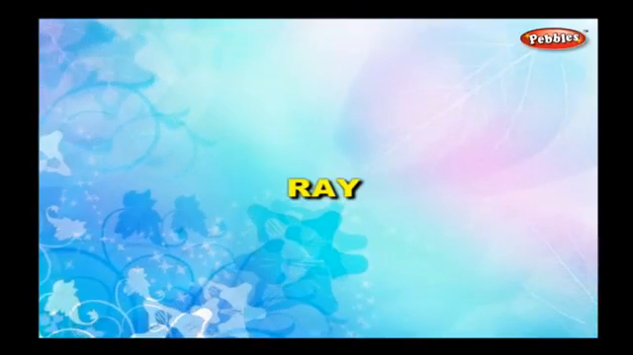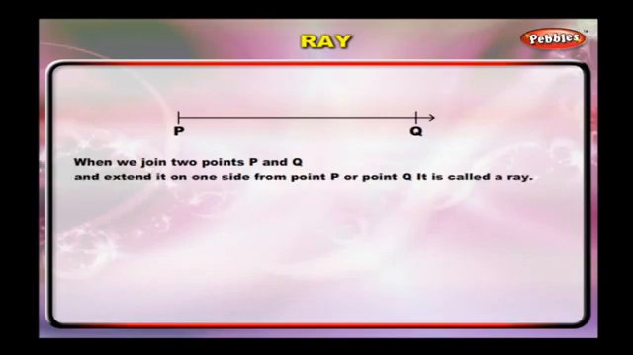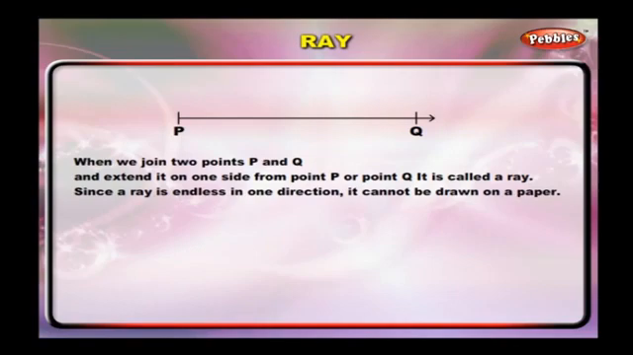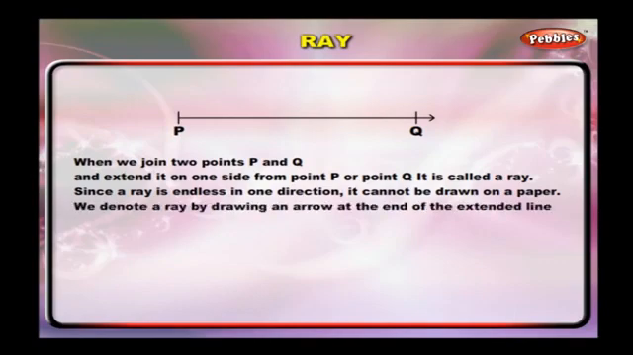Ray. When we join 2 points P and Q and extend it on one side from point P or point Q, it is called a ray. Since a ray is endless in one direction, it cannot be drawn on a paper. We denote a ray by drawing an arrow at the end of the extended line.